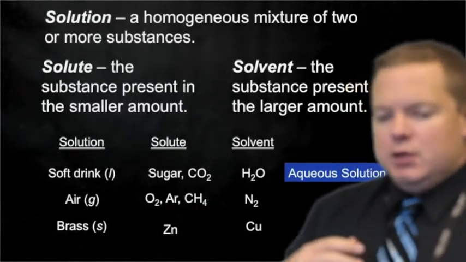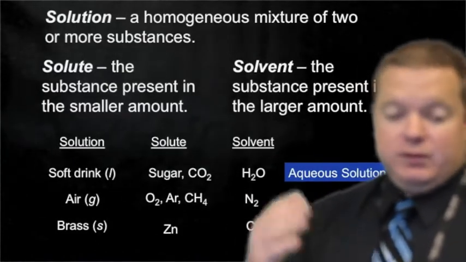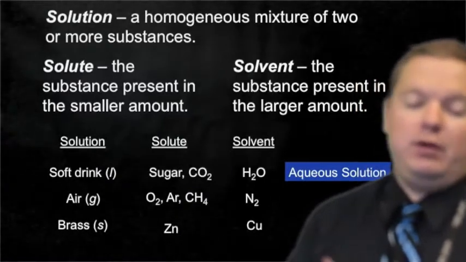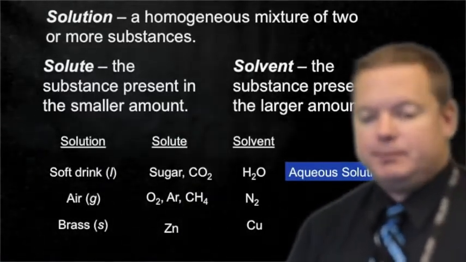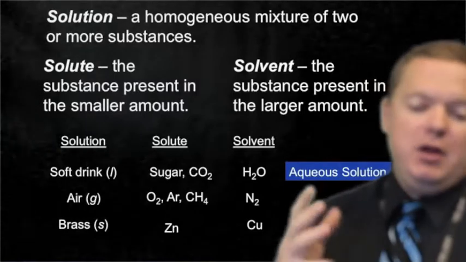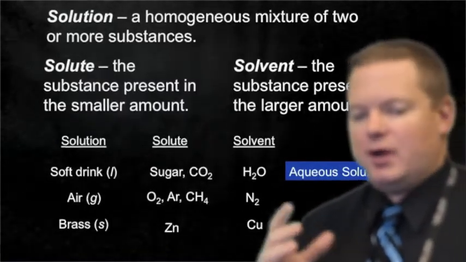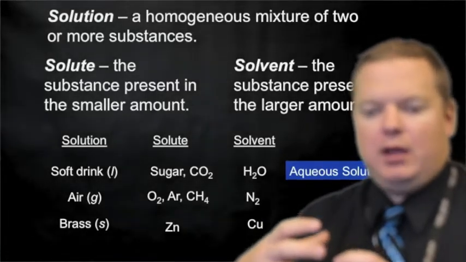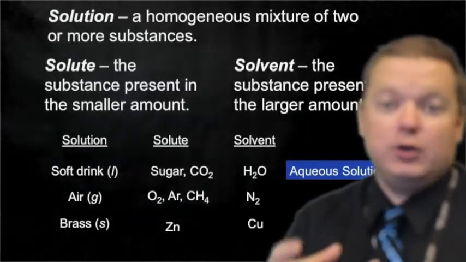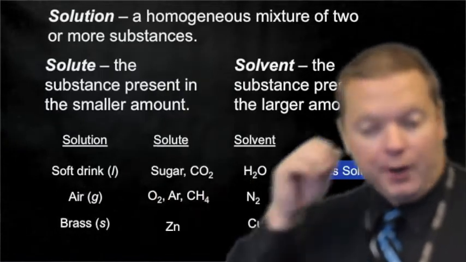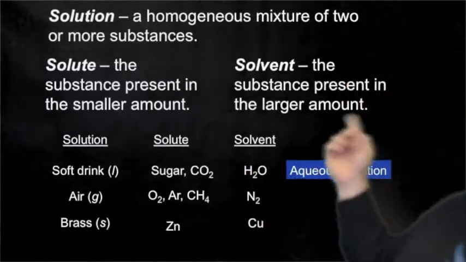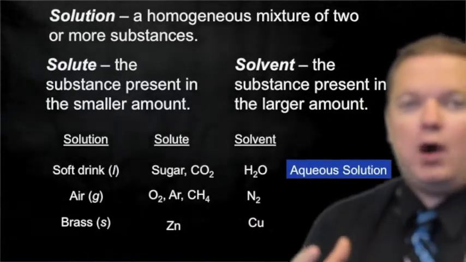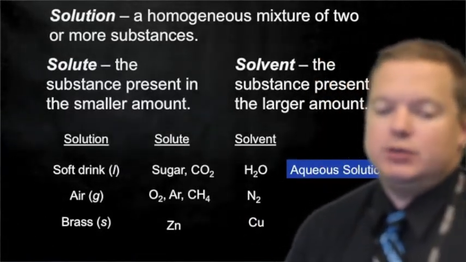So we can have a variety of different solutions in any phase we want. If we talk about a liquid solution, a common example would be a soft drink, a soda. We have the sugar, the carbon dioxide, the coloring, all of which are solutes dissolved in the solvent of water. We call this an aqueous solution. All solutions that have the solvent of water we refer to as aqueous solutions.